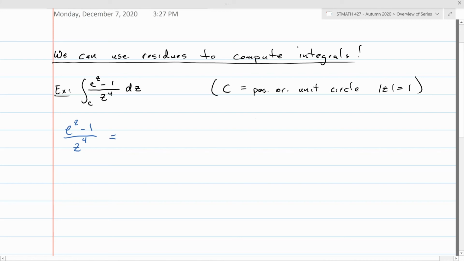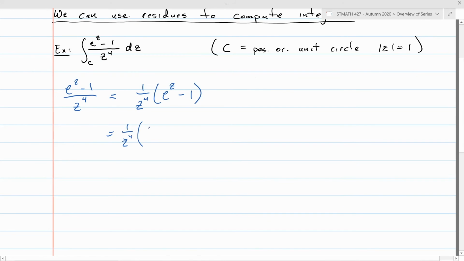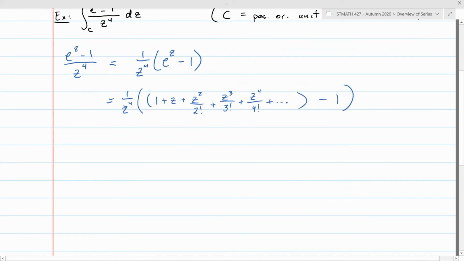Okay, so I'm going to write that as 1 over z to the 4th times e to the z minus 1. Now e to the z, we have a power series representation for. e to the z can be represented as 1 plus z plus z squared over 2 factorial plus z cubed over 3 factorial plus z to the 4th over 4 factorial, and so on. Then there's still that minus 1 there. And we can cancel off those 1s, and we get 1 over z to the 4th times z plus z squared over 2 factorial, and so on.